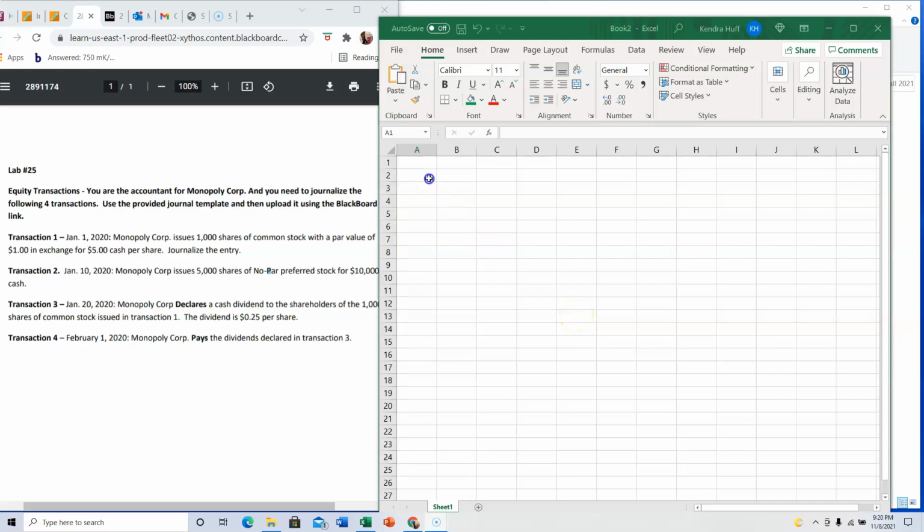This is Lab 25. There is a template. We have to do journal entries, and there is a template. I'm using Excel as normal. You can either use the template or use Excel.